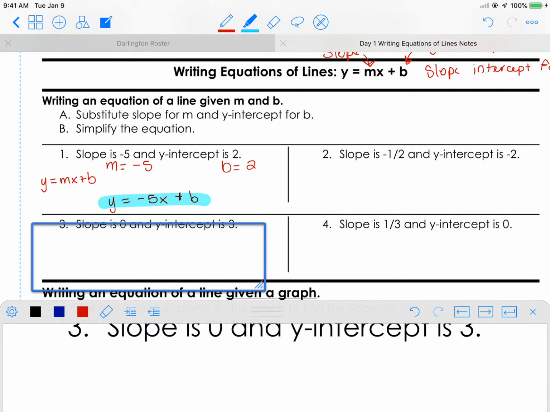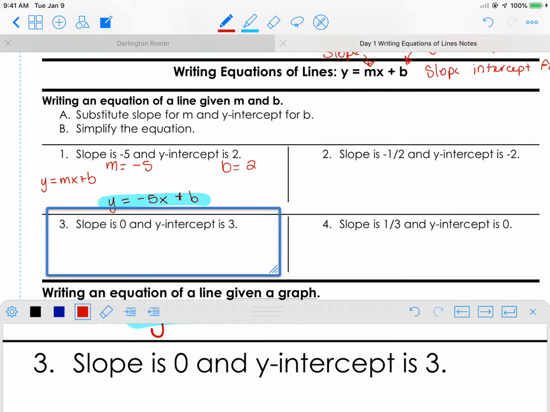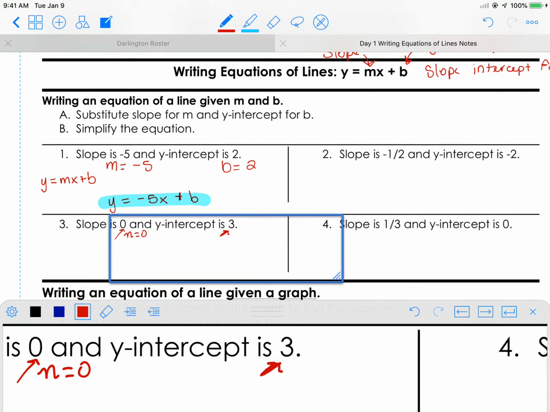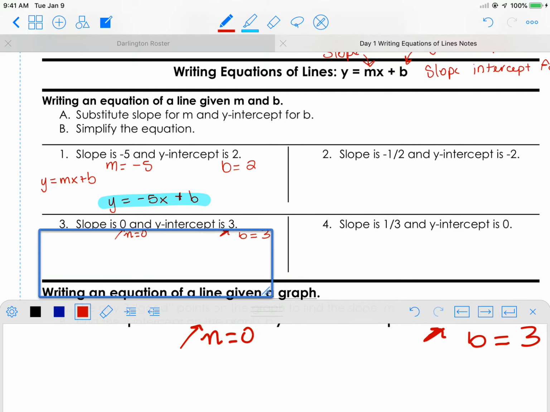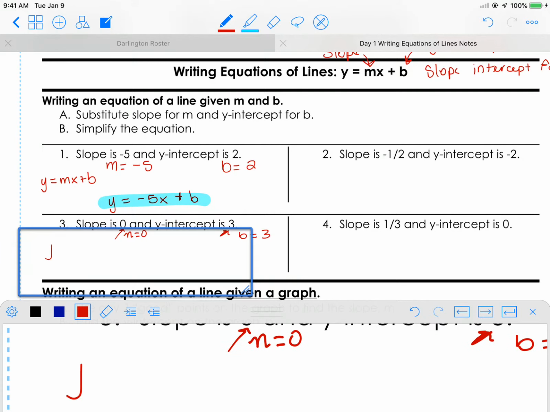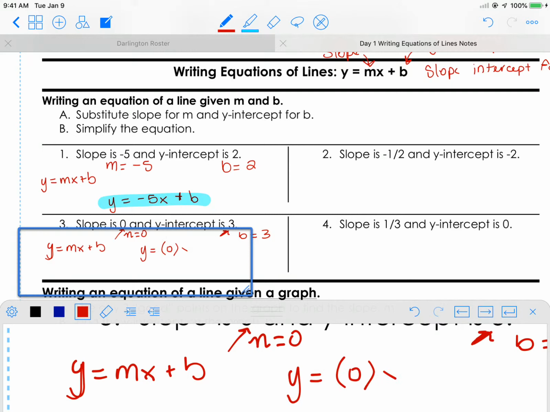Okay, let's jump down here to number 3. The slope is 0, so m equals 0. And our y-intercept is 3, so b equals 3. I want to take my equation, y equals mx plus b, and we're going to plug in what we know. We know m is 0, so 0x plus, not b, but 3.